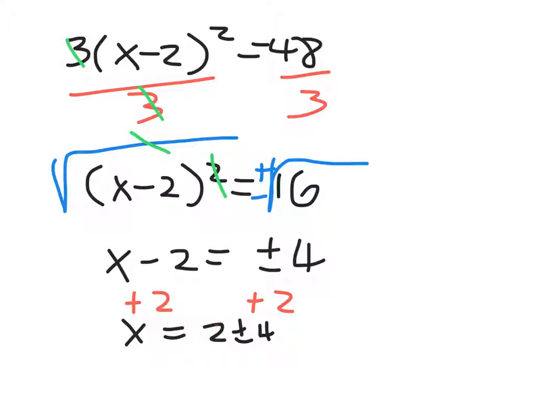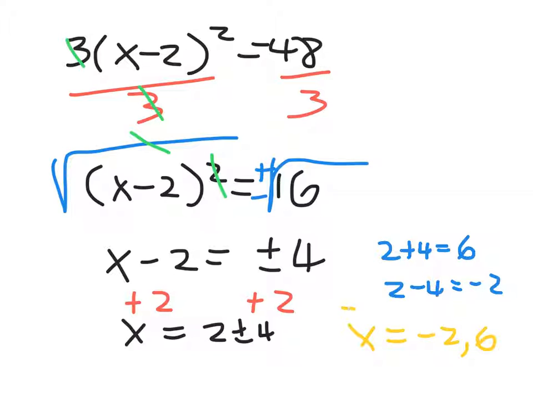But keep in mind, we've got 2 plus 4 and we've got 2 minus 4. So we actually have to take both of those into account. Obviously 2 plus 4 equals 6 and 2 minus 4 equals negative 2. So those would actually be your answers. It would be negative 2 and 6. So once again, quadratic equation featuring 2 answers.